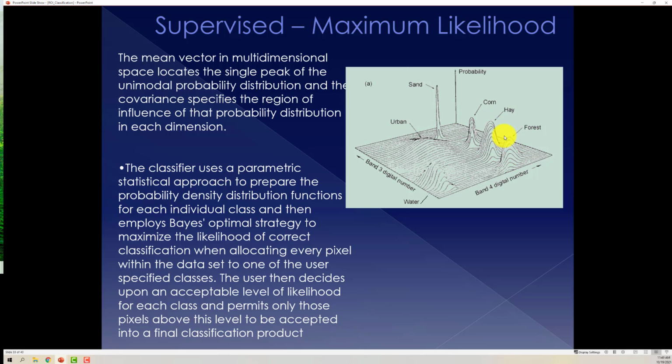And so you can see here that there is an apparent normal distribution of these features, and then the three-dimensionality is representing the classes where those pixels are being assigned to.